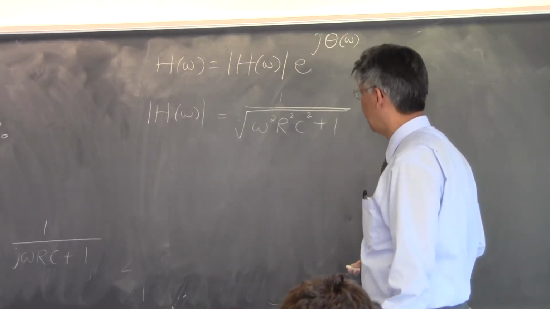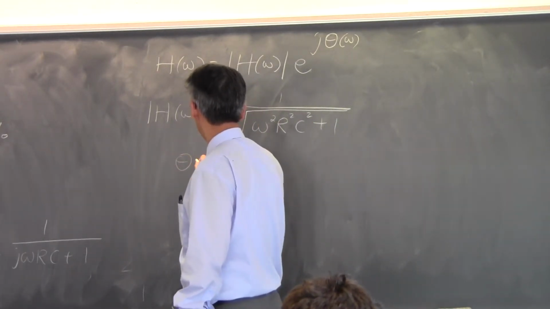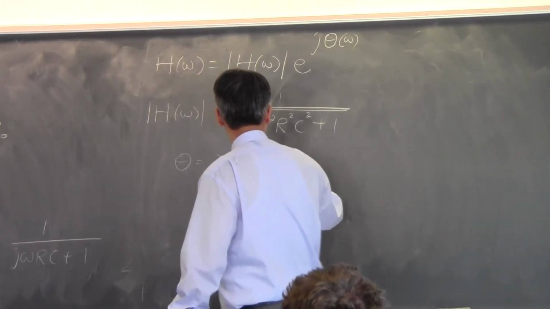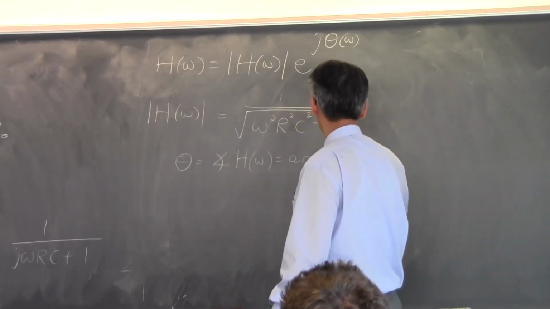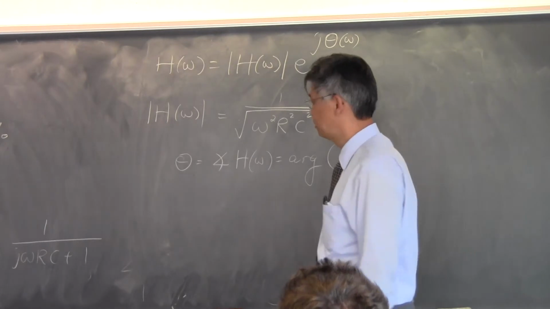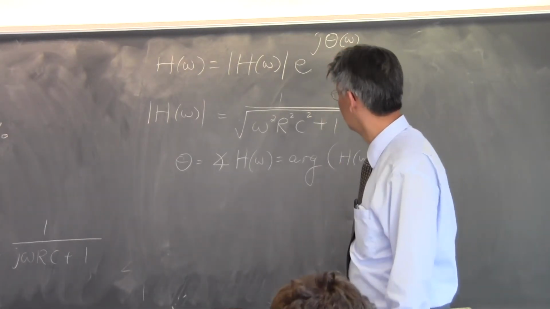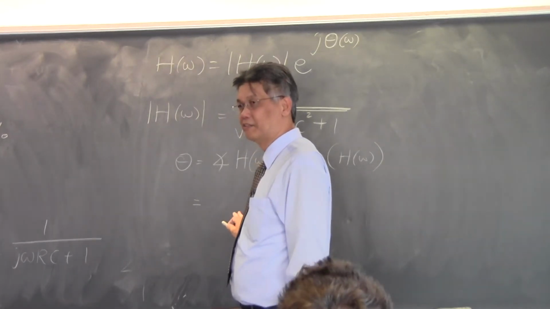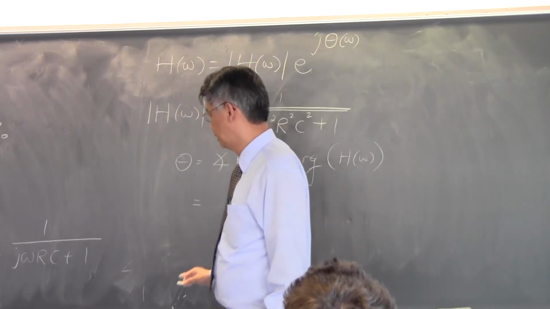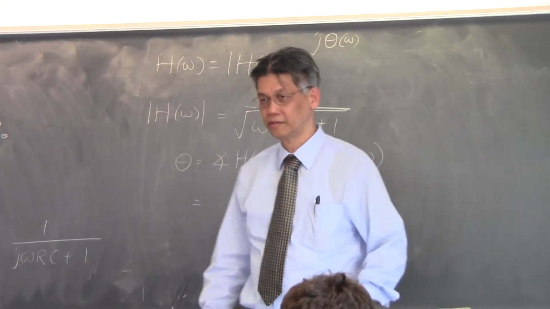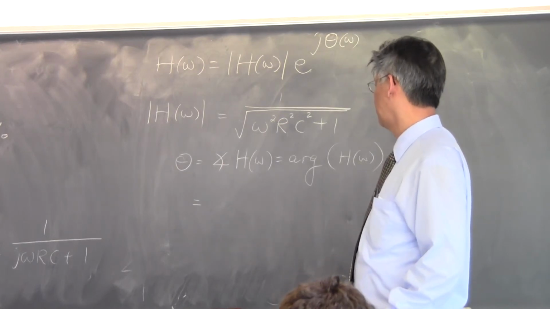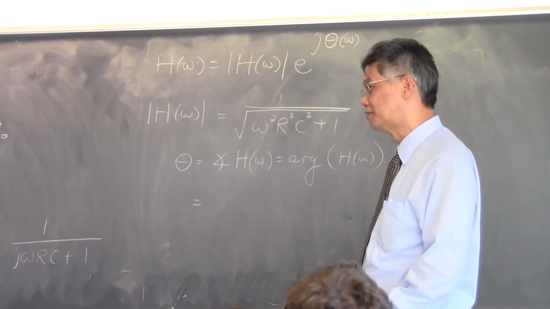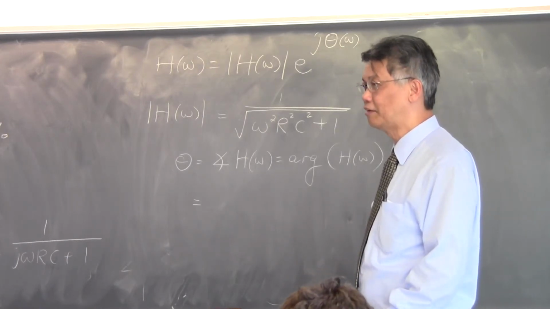And then how would you find this phase? Theta is also called the angle of H of omega, and in some mathematical books it will be the argument of H of omega. All different kinds of notations are used; they just mean the phase. And this quantity would be given by what? How would I find the phase? Given that this is not in the Cartesian form, it puzzles you a little bit. So it's better to convert it into the Cartesian form.